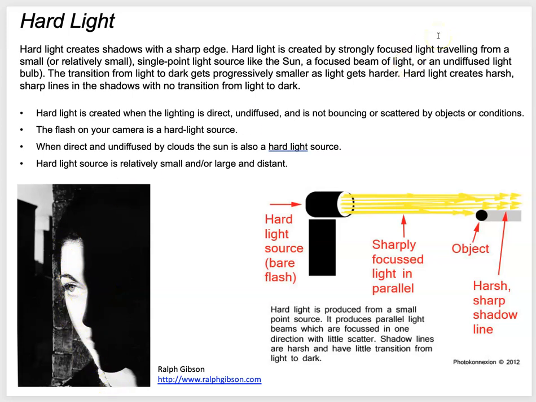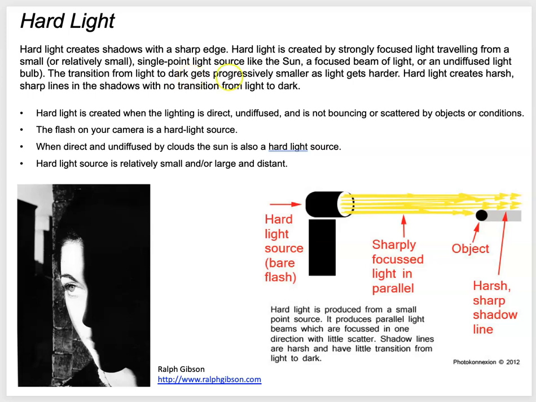So hard light is created by strongly focused light traveling from a small or relatively small, single light source like the sun. The sun can make a really distinctive light even though it's not small, because it's so far away and so powerful. A focused beam of light or undiffused light bulb. And that's something you could think about if you're going to mess around with lighting for this project. Take the lampshade off your light and just use the raw light bulb. It's off camera, so no one's going to see it.